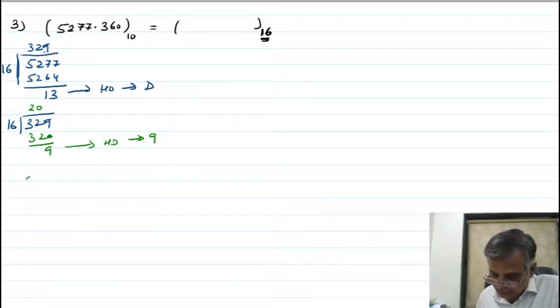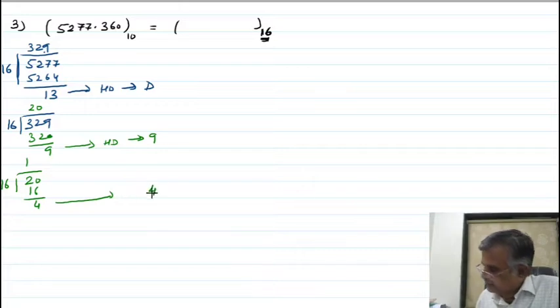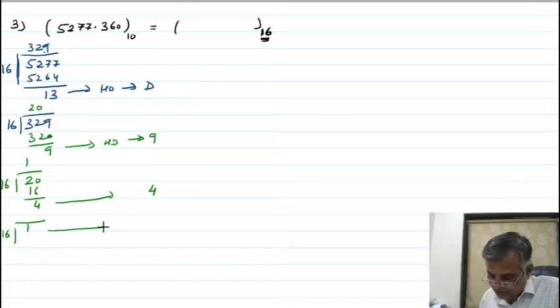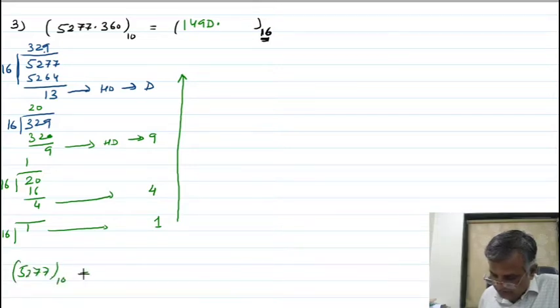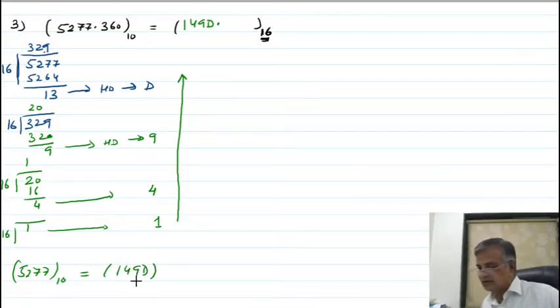Now 20 divided by 16, quotient 1, remainder 4, so in hexadecimal it is 4. 1 cannot be divided, so I can write 1, and you know it is read up, so 149D. So for 5277, I can write 149D.